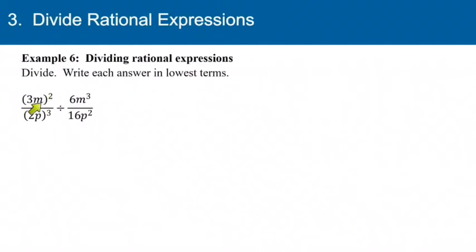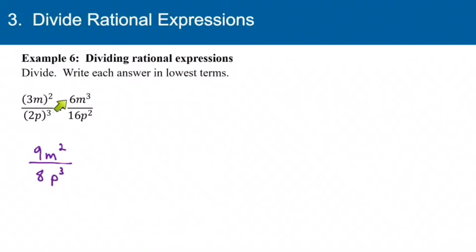So first, in the top left, we have 3m squared. So this square is applying to everything in the parentheses. So we're going to have 3 squared and m squared. Now 3 squared is 9. And of course, then we have m squared. In the denominator, this 3 applies to everything in the parentheses. So 2 to the third is 8. And then we have p to the third.